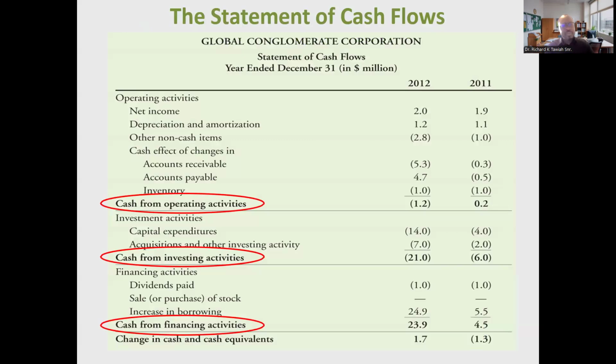So you see cash from operating activities. It can be a net cash inflow or net cash outflow. So when you see a bracket here, look at 2011, you see there's a positive. So there was a net cash inflow, about 200,000, 0.2 million, net, positive. When it comes to 2012, it was negative 1.2.